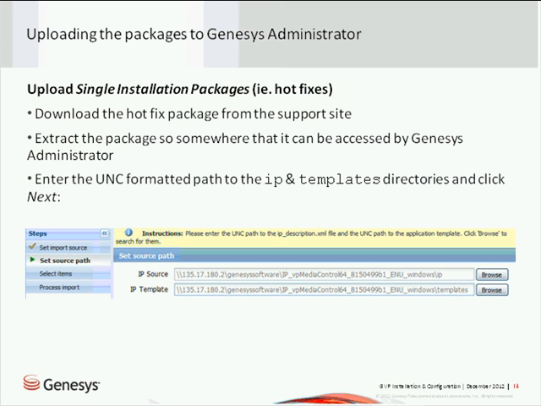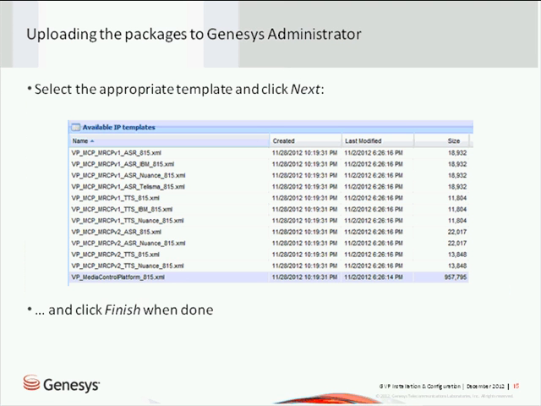In this case, you still need a UNC formatted path, but you have to supply both the installation package directory and the templates directory. For the most part, software that you download from the support site will be a tar file or a zip file with these individual directories. In this example, I downloaded the IPVP Media Control 64 E15 package. When I extracted it, it gave me an IP and a templates directory, so those are the ones I'm listing. Once you fill that in, click Next.